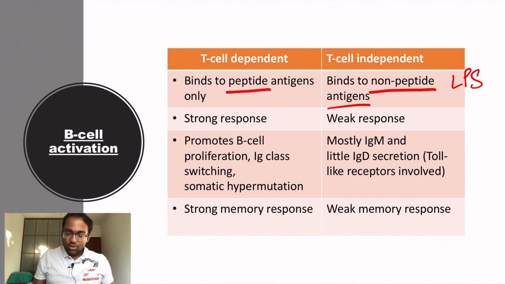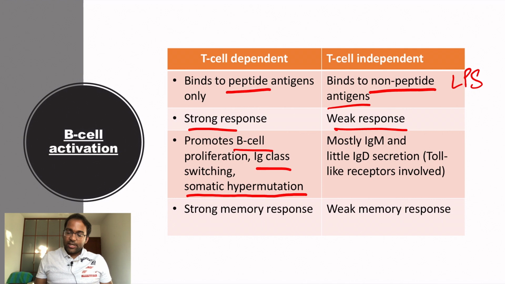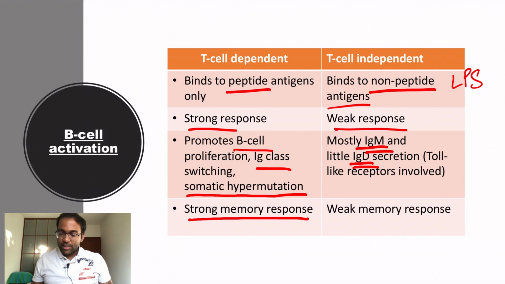T cell dependent has a strong response. T cell independent has a weak response. T cell dependent promotes B cell proliferation, class switching and somatic hypermutation. Whereas T cell independent is mostly IgM, a little bit of IgD, but no class switching is involved here. Rather, we have toll-like receptors. Toll-like receptors belong to which part of the immunity? Innate immunity. T cell dependent has a strong memory response and T cell independent has a weak memory response.